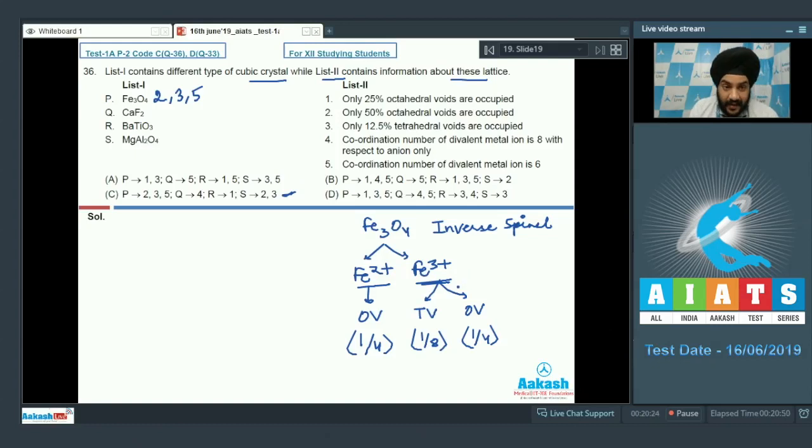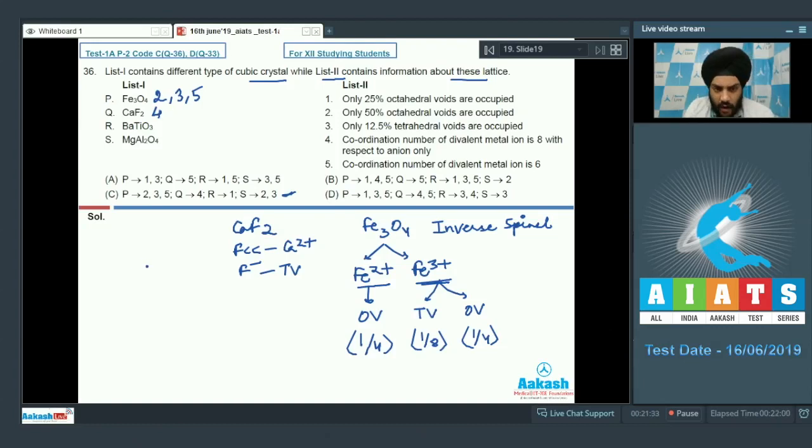Let us talk about the second compound now, which is CaF2. So in CaF2, we have an FCC arrangement of calcium 2+ ions, and the F- ions, they occupy all the tetrahedral voids. Okay. So if we look at the entries given in list 2, so 1, 2 and 3 will not be a match. 100% tetrahedral voids are occupied by F- ions. If you talk about the fourth option, coordination number of divalent metal ion is 8 with respect to anion only. So this is correct, students. Fluoride ions are present in all the tetrahedral voids surrounding the divalent cation. Okay. So fourth will be a match with Q.